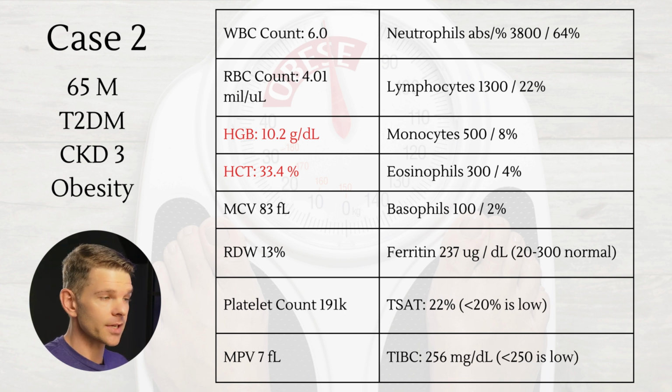The most common causes of anemia of chronic disease are metabolic diseases, including obesity, diabetes, heart disease, kidney disease, and COPD.